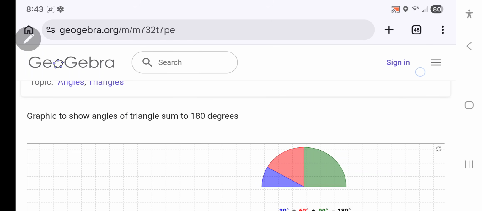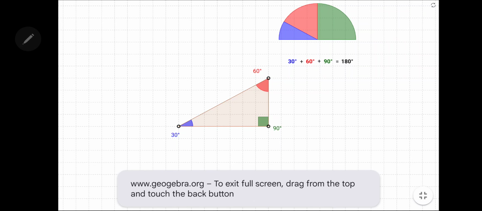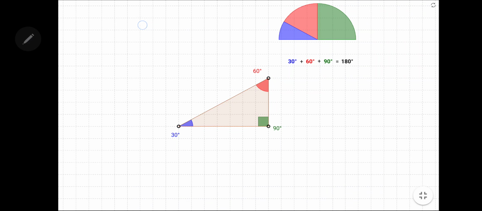So let's use GeoGebra. I'm going to full screen it here. Now, you can see we've got a triangle here, and the program measures the angles for us, and you can see the purple angle is 30 degrees, the green angle is 90 degrees, and the, I guess, red or pink angle is 60 degrees.